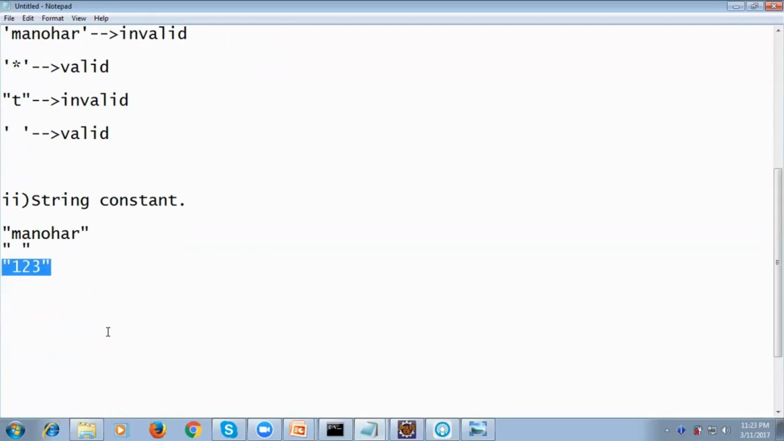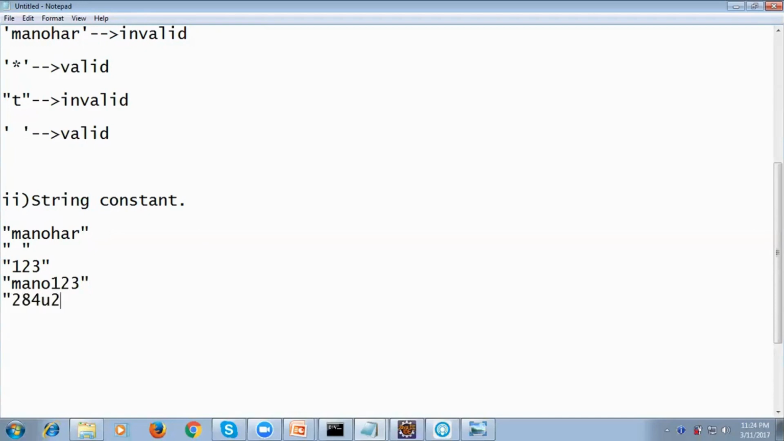So an even number, when it is put into double quotes, is a string, not a number. I hope this is clear. These are all examples. Suppose I take 1, 2, 3 in double quotes. Is it valid? Yes, why not? It's valid because it is alphanumeric. Anything in double quotes is a string, no doubt about that.